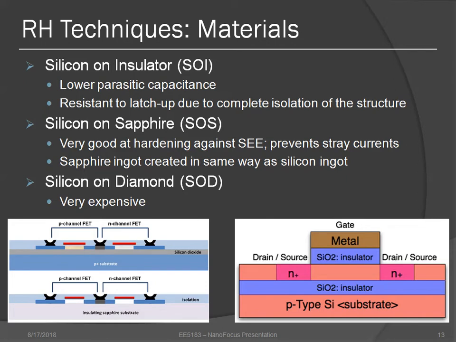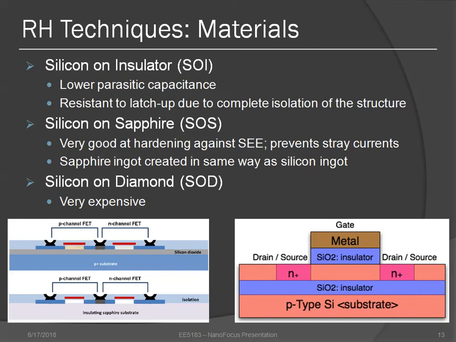These substrates insulate neighboring structures from charge due to heavy ions. SOI and SOS are used to help harden against SEE effects and are resistant to latch-up due to the complete isolation of the N and P well structures. In other words, the PNP and thyristor structures discussed earlier are eliminated. Silicon on sapphire is also an excellent insulator and prevents stray currents from spreading to nearby circuits.